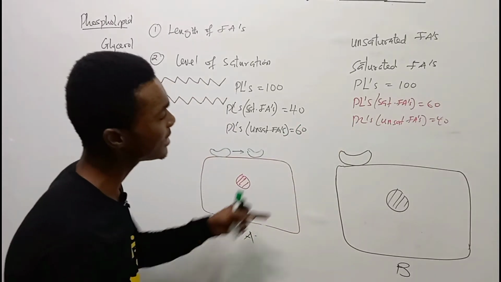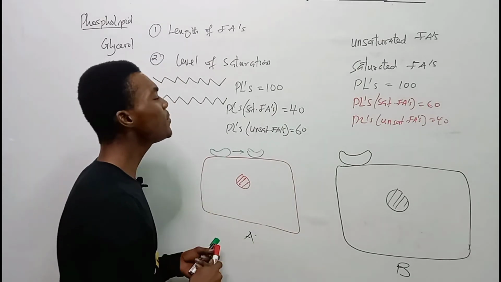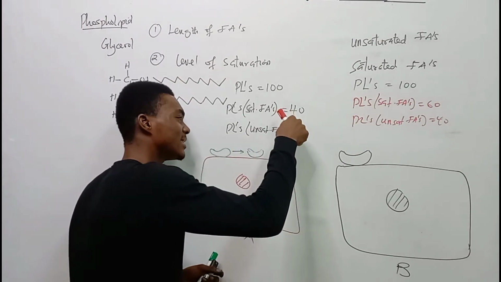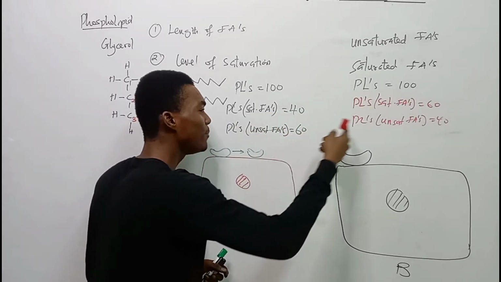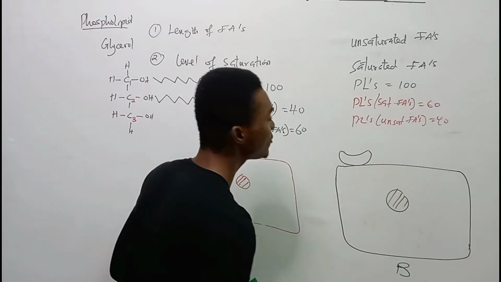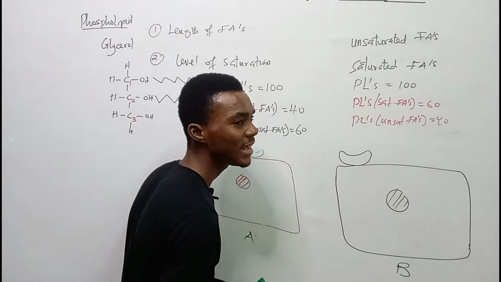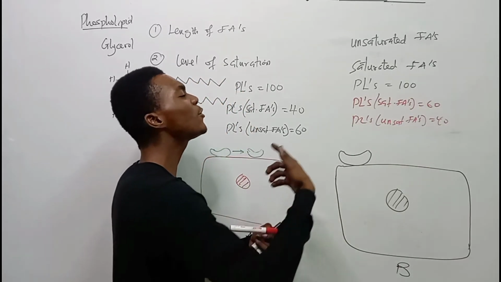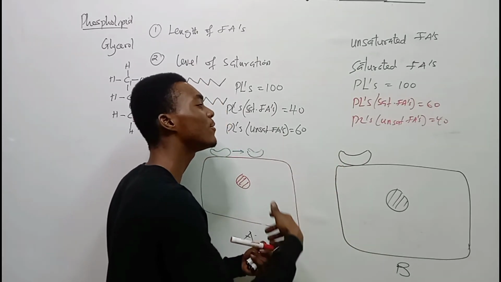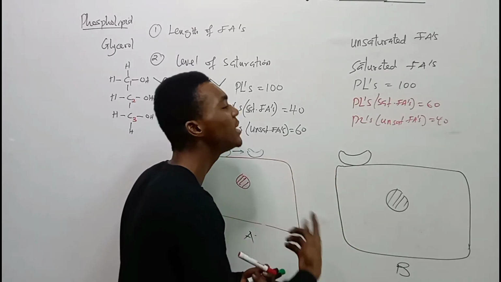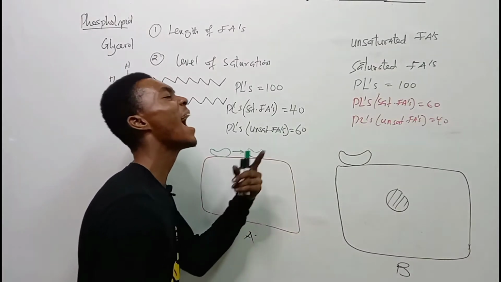Looking at our cell types A and B, in cell type A, the phospholipids with saturated fatty acids are 40, but the ones with unsaturated fatty acids are 60. But in cell type B, the phospholipids with saturated fatty acids are 60 over unsaturated fatty acids being 40. Going back to our rule, the more you increase phospholipids with saturated fatty acids over the ones with unsaturated fatty acids, the less the fluidity. So which one will have a cell membrane with a higher fluidity?